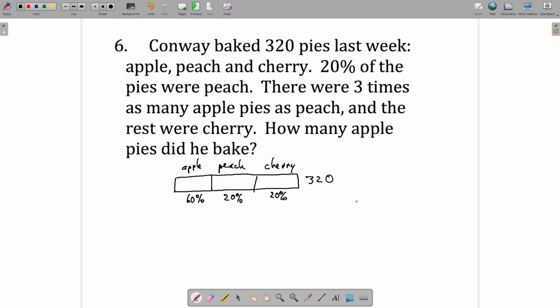How many apple pies did she bake? 320 is 100%. 32 is 10%. So I'm interested in 60%, 6 times that would be 192. It looks like it was 192 apple.